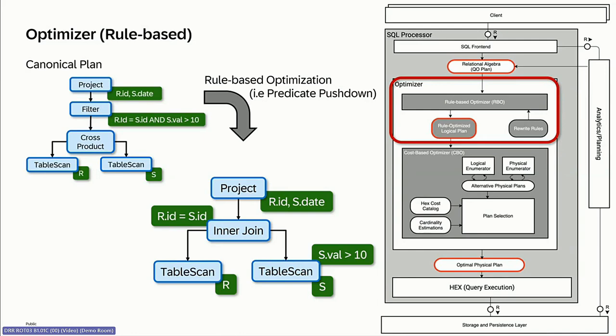And this paves the way for another optimization, in this case, predicate pushdown, where we get the predicate S-val bigger than 10 and push it further towards the table scan. First of all, it's more efficiently evaluated. And secondly, it further reduces the intermediate results of the subsequent plan, which is very, very important in query processing.